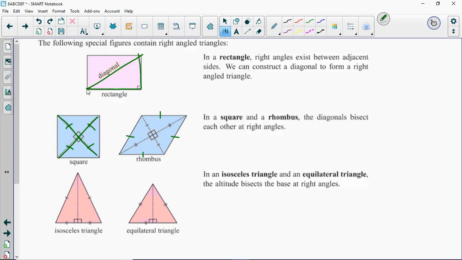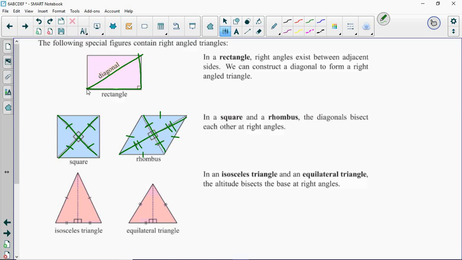Whereas with the rhombus, we will still have 4 right triangles. However, they will not have congruent legs because these 2 are the same as that diagonal has been bisected, but this is the longer diagonal. So the 4 pieces we've created there are not all equal.